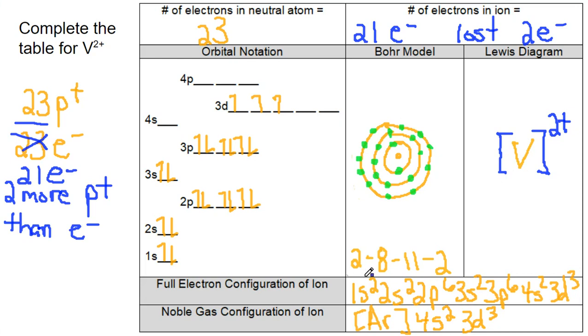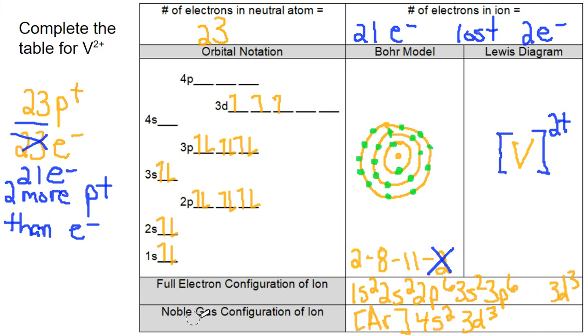Okay, I noticed that I forgot to update the shell configuration based on the Bohr model. So again, we lost 2 electrons from the outermost level. The electrons that were lost would have been those, so that now the configuration based on the Bohr model is 2-8-11. And then for the full electron configuration of the ion, so again, we lost some electrons. The electrons that we lost were the ones coming from the 4s2. So we'll go ahead and remove those. We're going to leave the 3d3 as is. That one was unaffected.